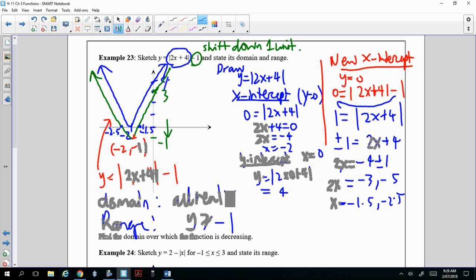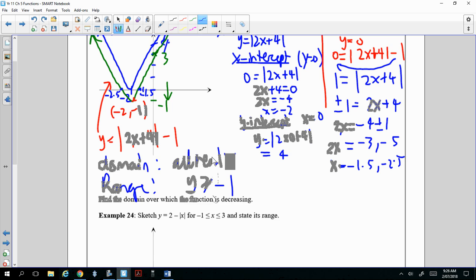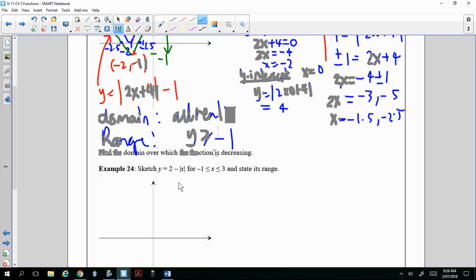Bigger than 3, okay, good, sorry. Alright, we continue. How about we do one more? We'll do the next graph, and then find the domain over which the function is decreasing. When is the function decreasing?